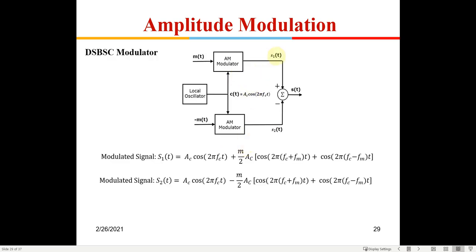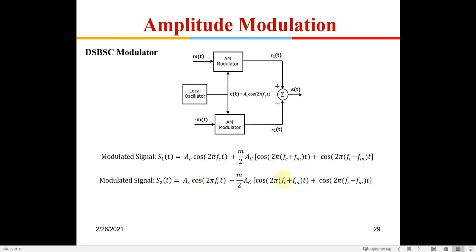Now how to modulate this signal? This is a modulator which is used. You have a local oscillator which is 2 cos 2 pi fc t. This is the carrier signal. You are modulating it with m(t), and you are also using one more modulator, modulating it with minus m(t). So you are going to get products out here. This is again a normal AM modulator, you get Ac cos 2 pi fc t plus m by 2 Ac components out here. Here it is minus m, because you are putting minus m. This is the normal AM modulation signal.